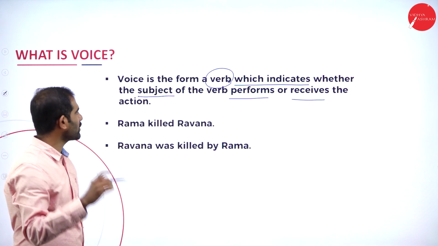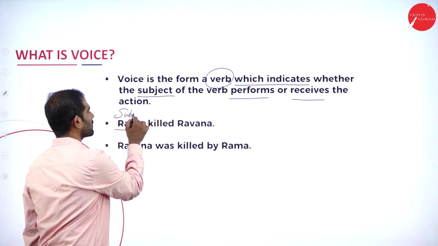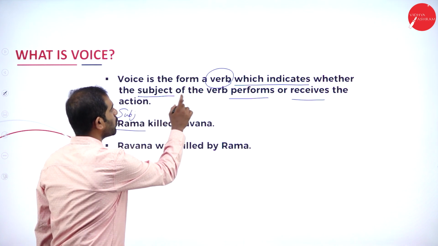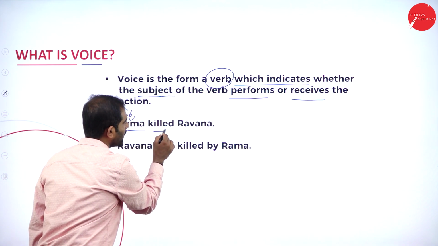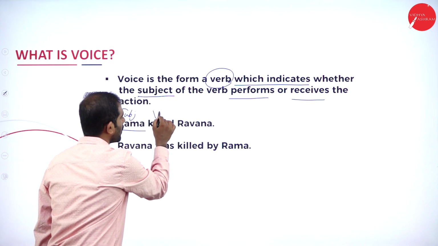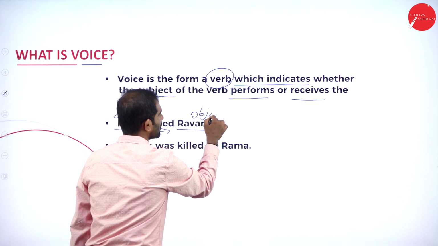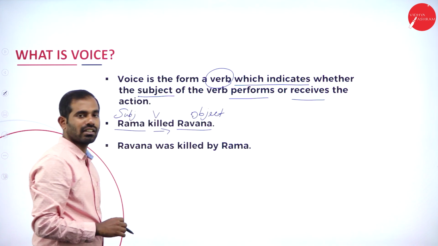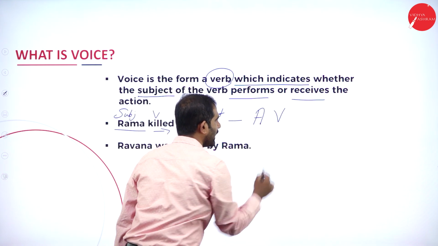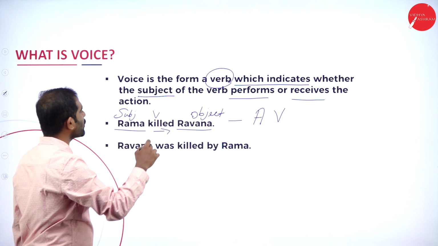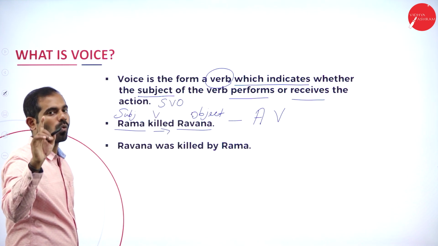According to this explanation, let me tell you, Rama is the subject here. And of the verb, whether it is performing or receiving the action, it is performing the action. This is the verb and this is the object. Right? And we simply call it active voice, AV. And we have a formula, usually subject, verb, object in active voice.